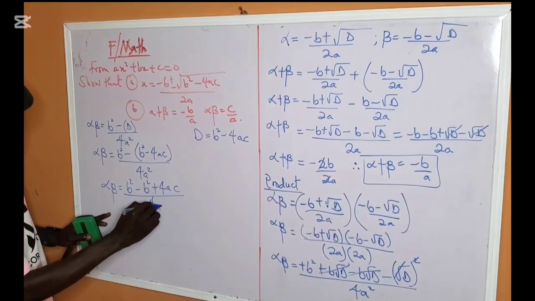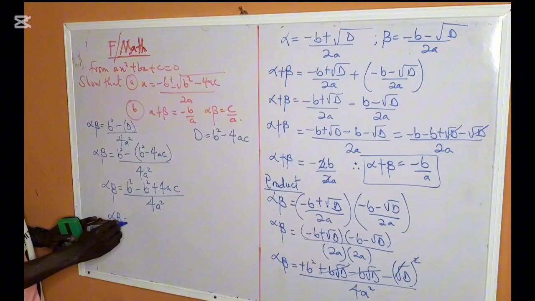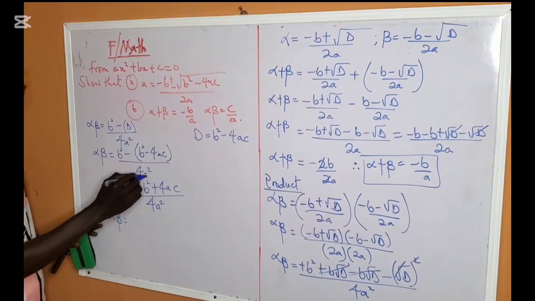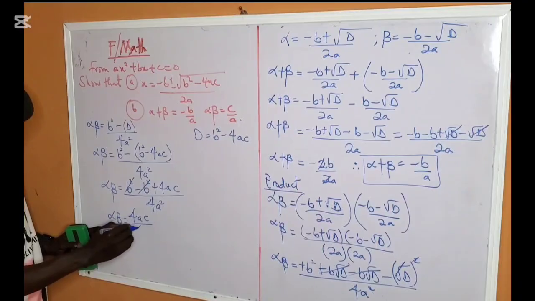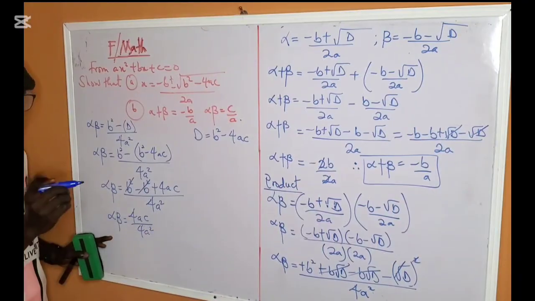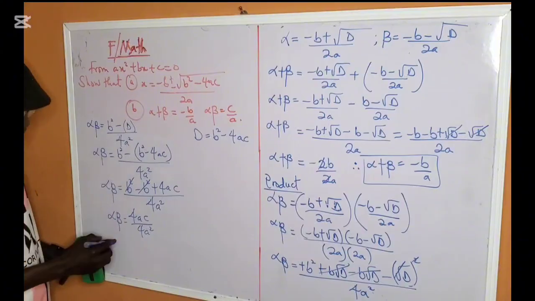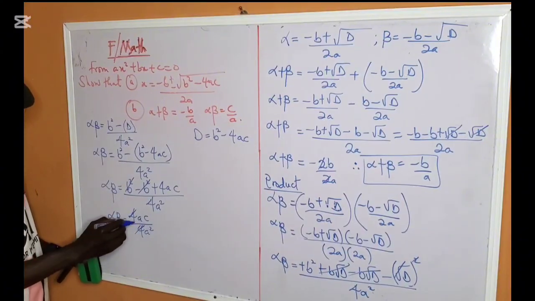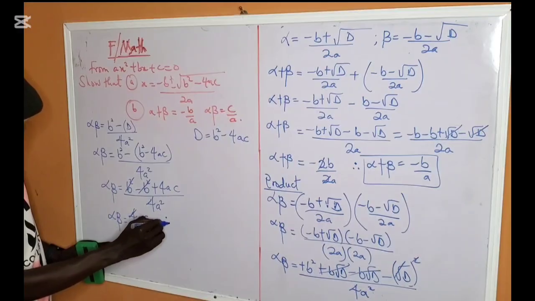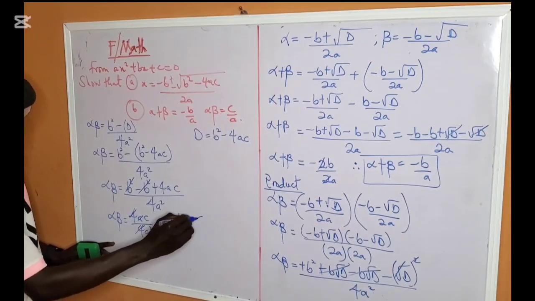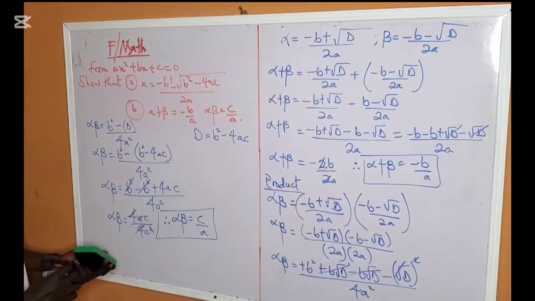So the next thing is, alpha beta equals, b squared will cancel b squared, right? So we are going to have 4ac over 4a squared. I'm just happy that we're almost there. So we cancel this, right? We cancel one of the a's. Therefore alpha beta equals c over a. Now we've gotten our answer.